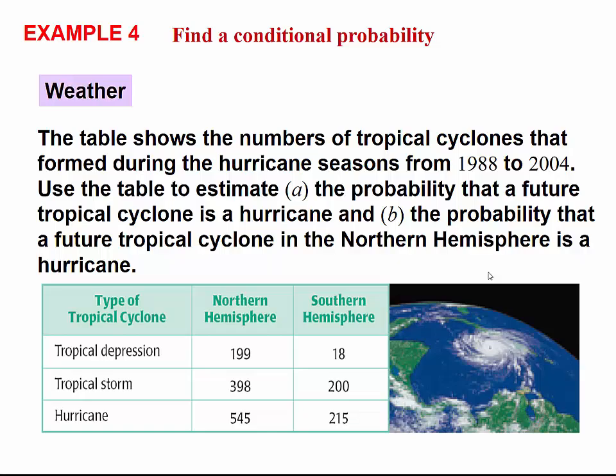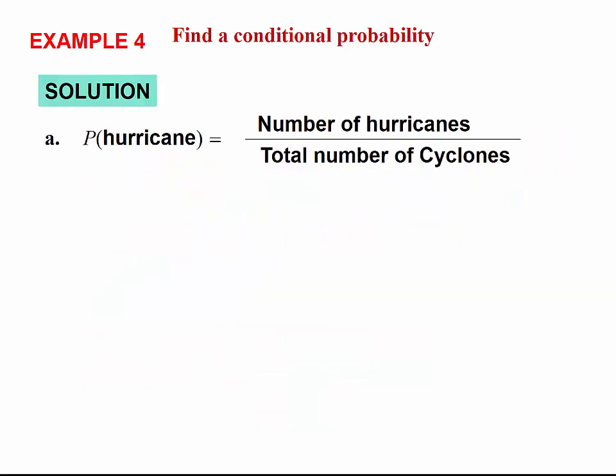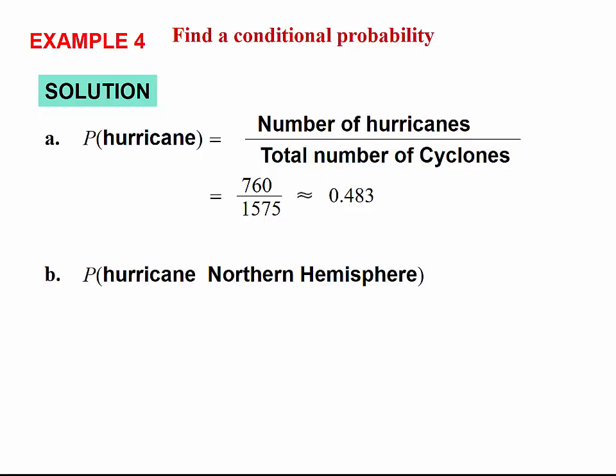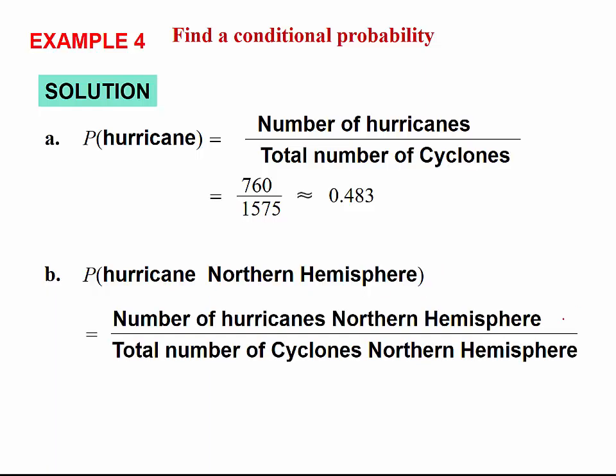So here we have all this data. The first one is the probability of a hurricane. So the number of hurricanes out of the total number of cyclones. We're literally just reading them off of the table. Then we have the probability of a hurricane in the northern hemisphere. So instead of having the total of all the cyclones, it's specifically the total number of cyclones in the northern hemisphere.